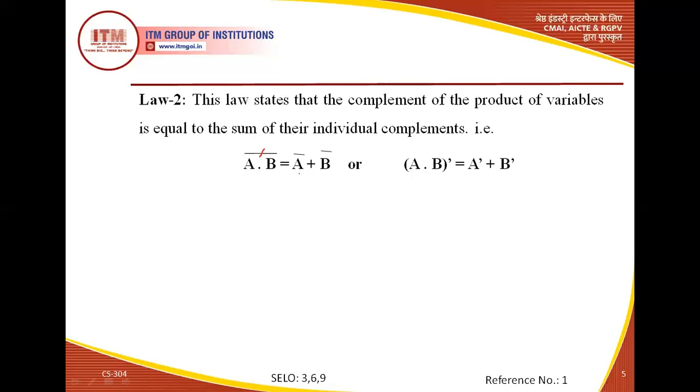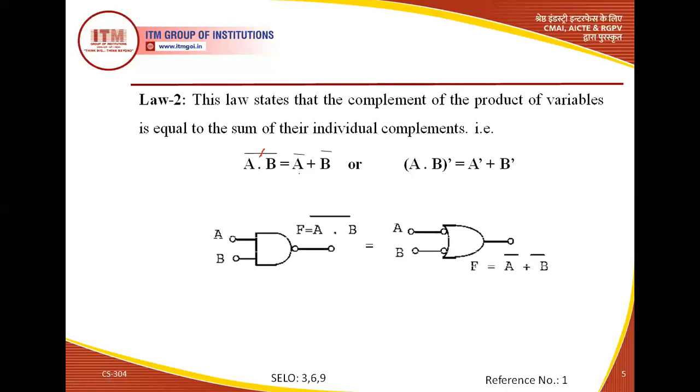Now when we realize the function by using logic gates, (A·B)' is equivalent to a NAND gate. And when we want to produce A' + B', we apply the input A through a NOT gate, so it is converted to A', and B is also applied through a NOT gate, so it generates B'. Both inputs applied on the OR gate produce A' + B'. That means bubbled OR gate is equivalent to NAND.